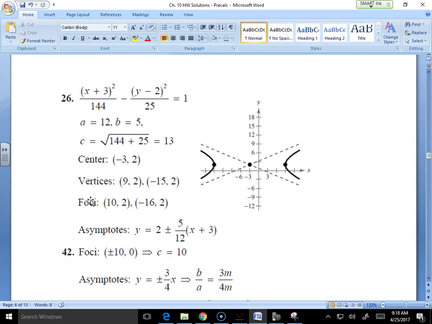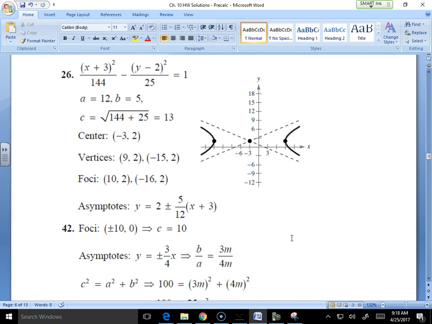Number 26, they gave you the equation. Here's a great example. You had an h, you had a k, which moved the center to negative 3, 2. You had a horizontal distance of 12 to get to the vertices on either side. The x term came first. We went out 12 to the vertices. They did go ahead and also find their foci, which would be a little bit further. They didn't actually show them on the graph, though, for whatever reason. That was kind of weird.